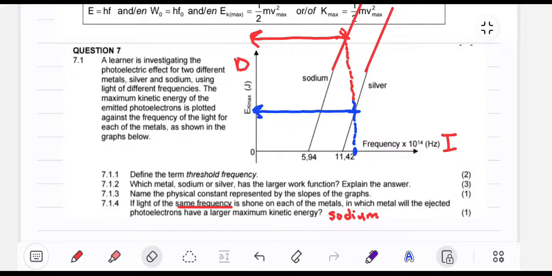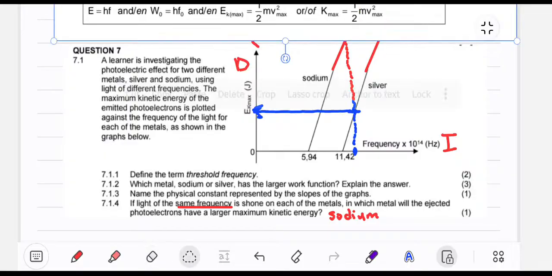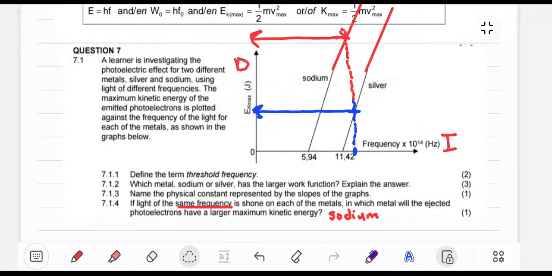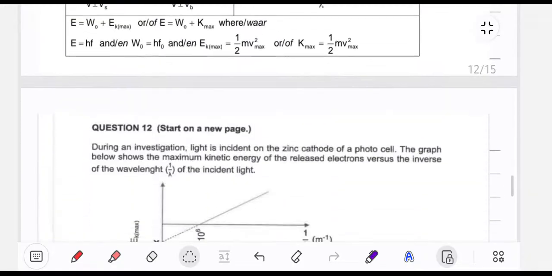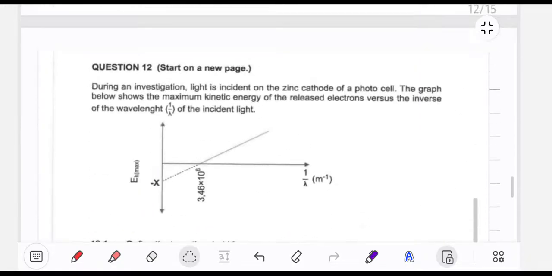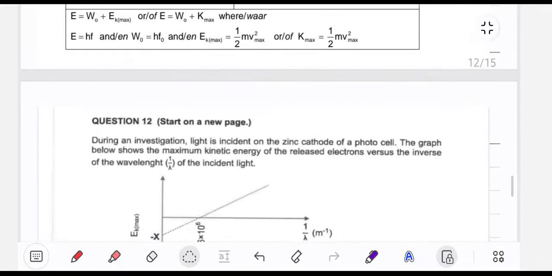If there's no question, I'll move to the other one. Okay, the other one is this one.